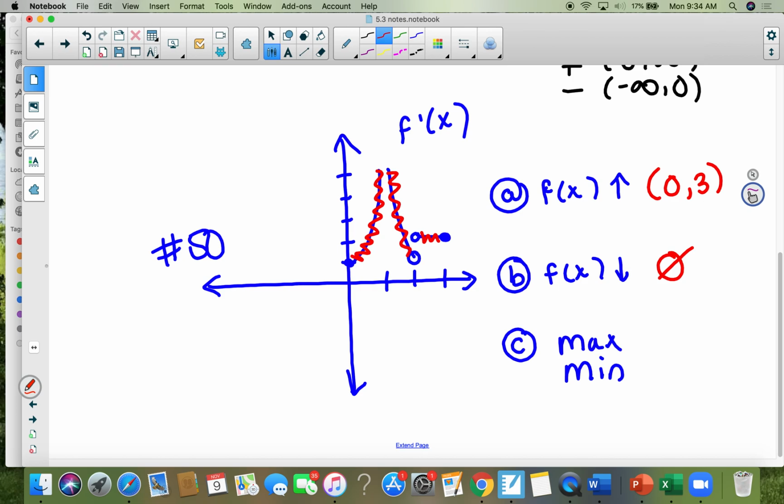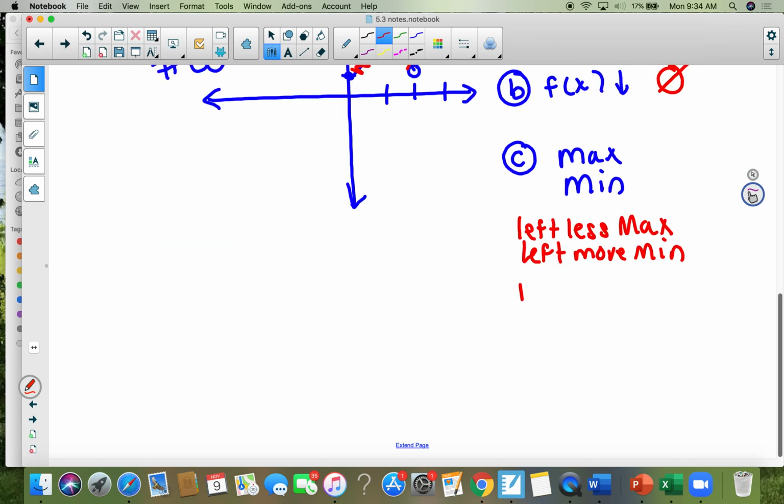And then you have to check your endpoints. If it's the derivative graph, if left is less, then you have a maximum. If left is more, you have a minimum. And then you keep going. If right is more, you have a maximum. And if right is less, you have a minimum.